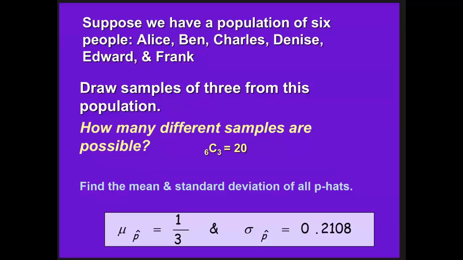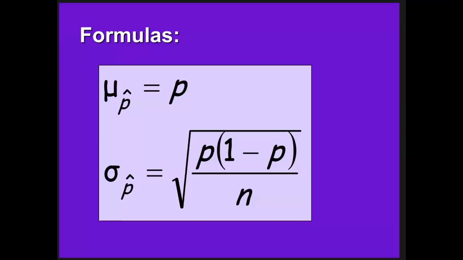Okay, so in a general sense, when we're dealing with sample proportions, the formulas are: the sample mean is the proportion of the sample, and the standard deviation, and this is a new one for us, is the square root of p times 1 minus p, I like to call that q, divided by the sample size. That tells us the standard deviation of our sample.